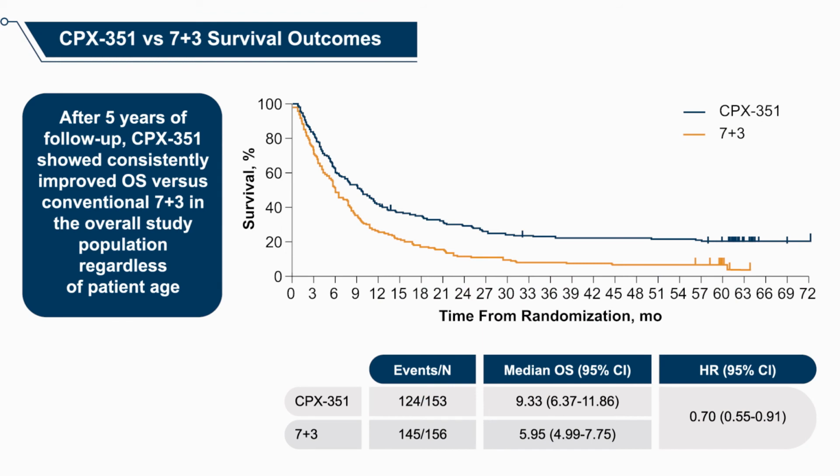So after a 5-year follow-up period, CPX-351 showed consistently improved overall survival versus the conventional 7+3 regimen in the overall population study, regardless of age. And this Kaplan-Meier curve here shows the survival percentage of the 2 groups. The blue line represents the patients treated with CPX-351, and the orange line represents the patients treated with 7+3. And you can see that the overall survival was improved in the CPX-351 group.